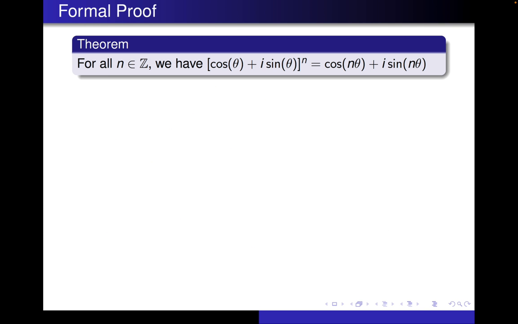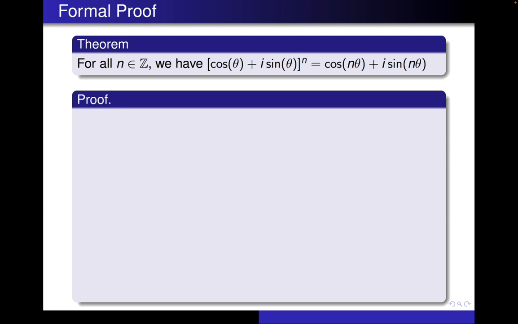So here's our theorem, and we're going to dig into the formal proof by induction. So our theorem, of course, is for all integers n, actually it should be all natural numbers n, oopsies, that's a little typo. We have cosine of theta plus I times sine theta to the nth power is equal to cosine of n theta plus I times sine of n theta. Alright, here's our proof. We begin with n equals 1.